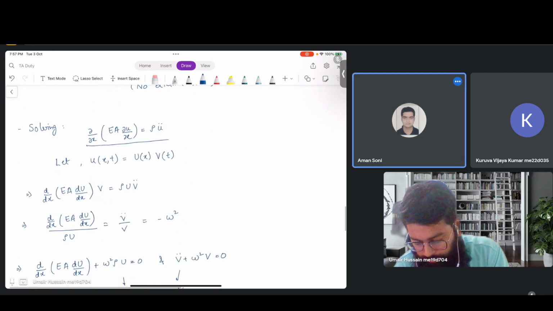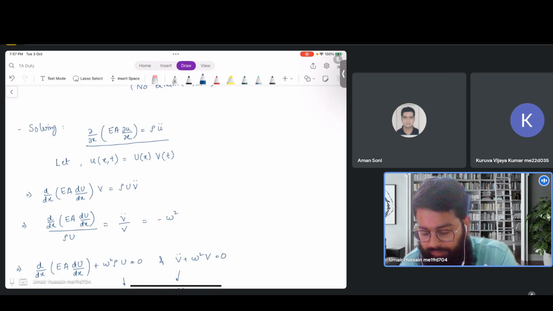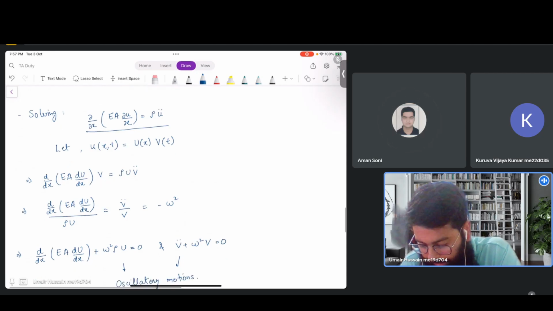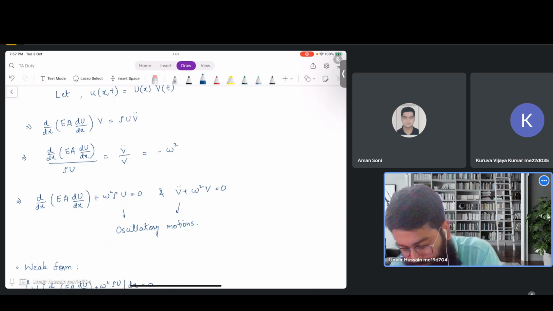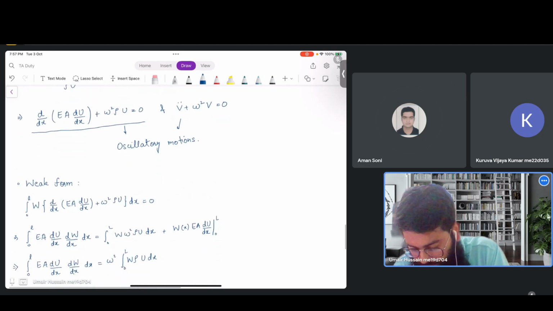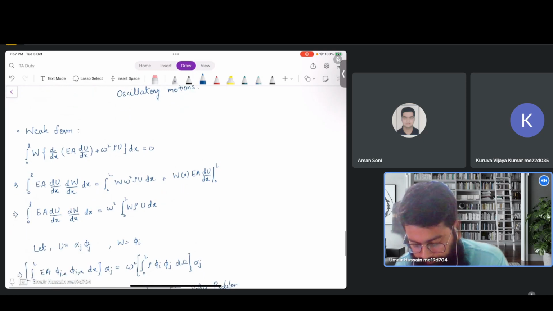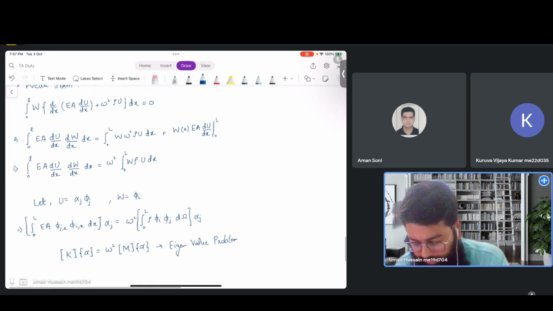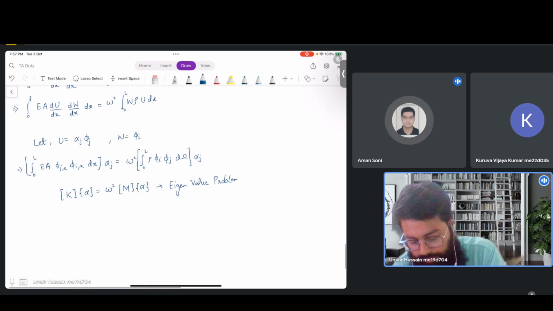To solve this equation, we have our u as a function of displacement and time. So we'll break it down, and at the end, we'll be left with these equations, particularly this equation for auxiliary motion. Now we find the weak form for this equation, and we'll discretize it in terms of the shape function, and at the end, we'll be left with the eigenvalue problem.